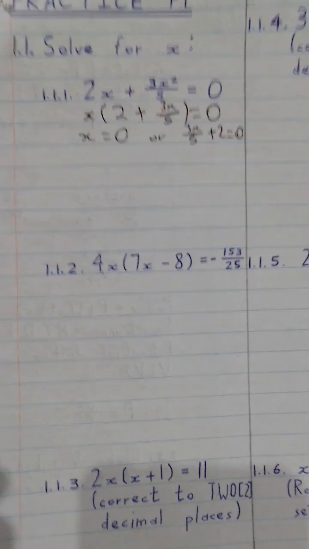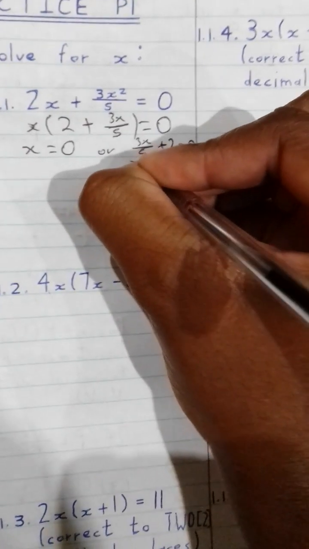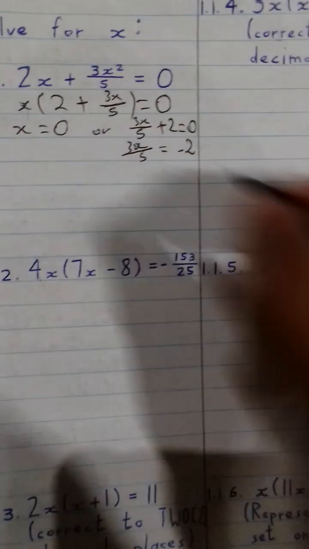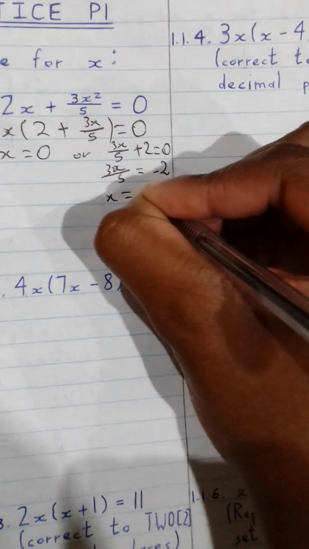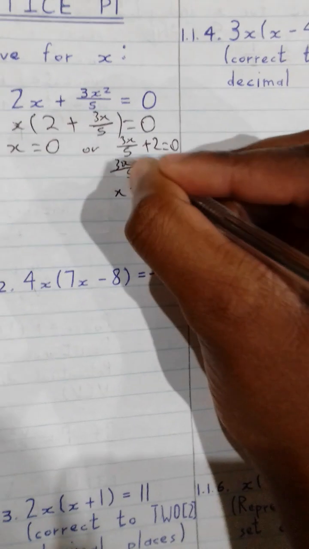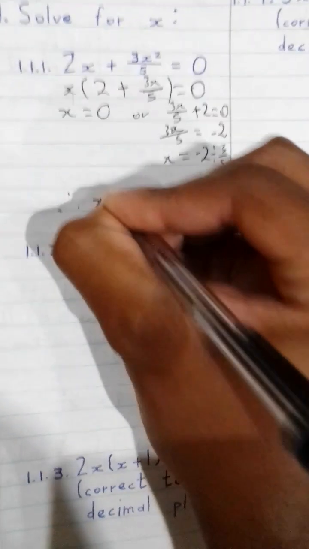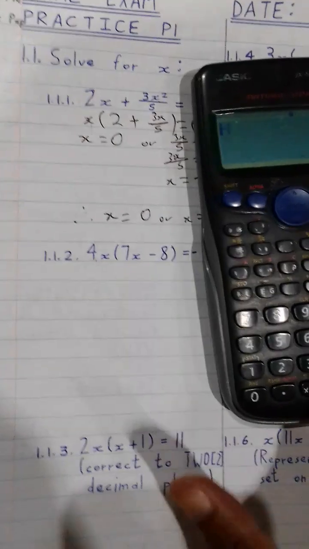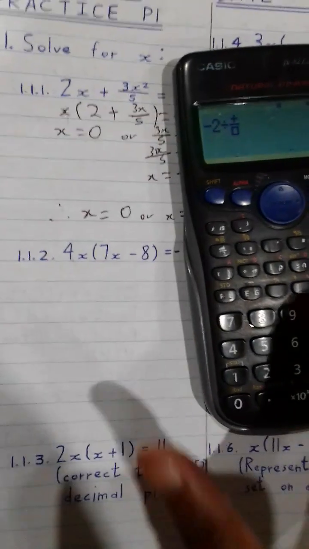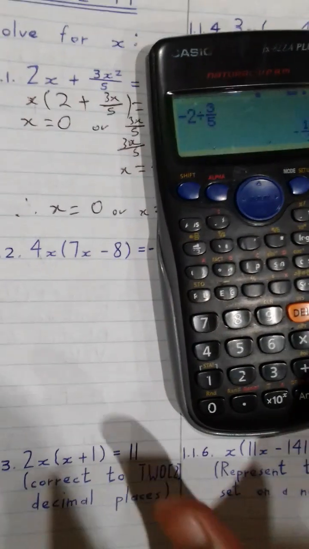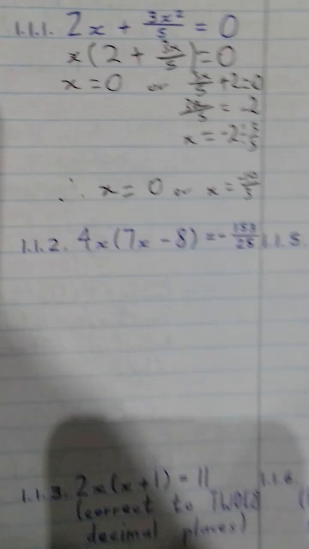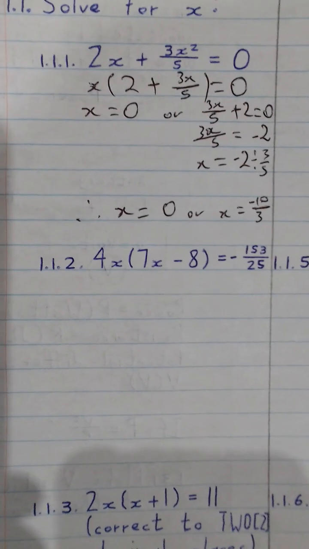equal to 0. Then 3x over 5 is equal to negative 2. x is negative 2 divided by 3 over 5. So therefore the final answer, x is 0 or x is negative 2 divided by 3 over 5, negative 10 over 3. Okay, hope that is clear and I hope that makes sense.